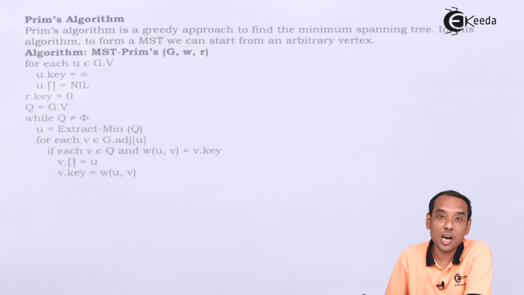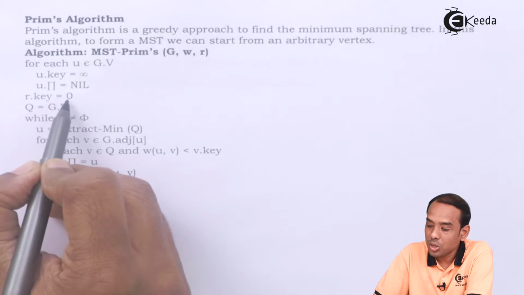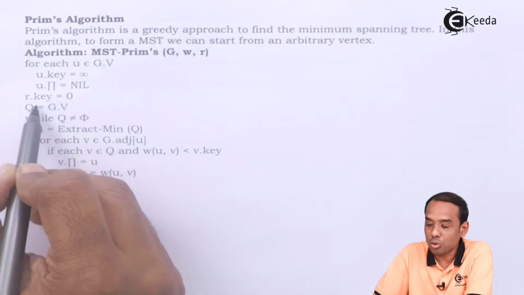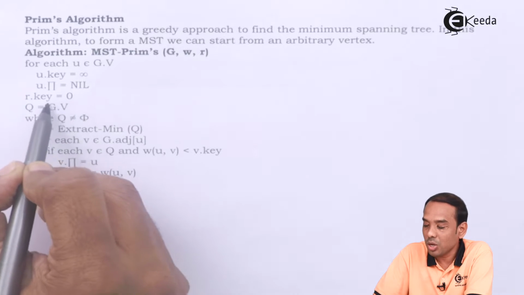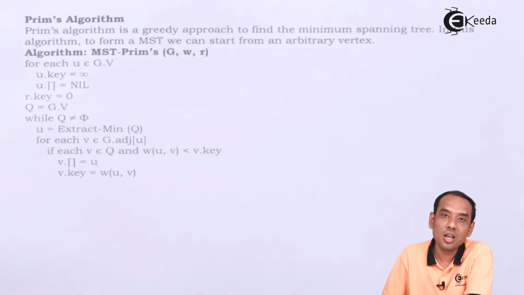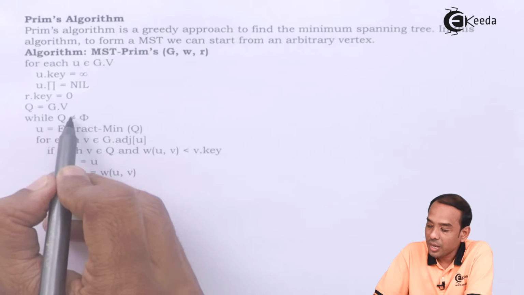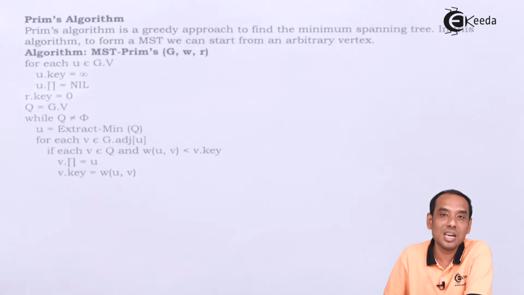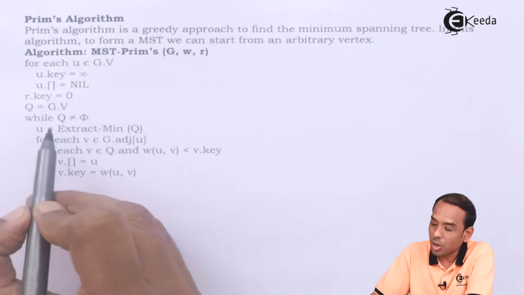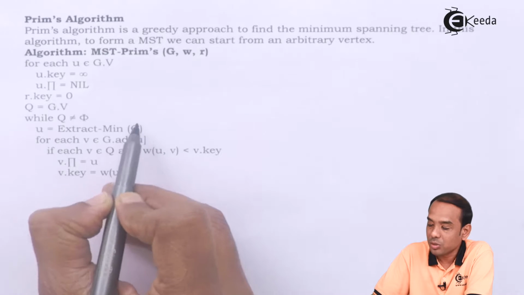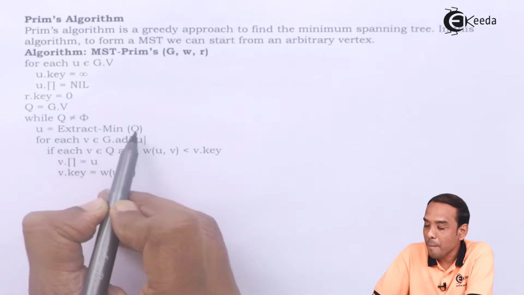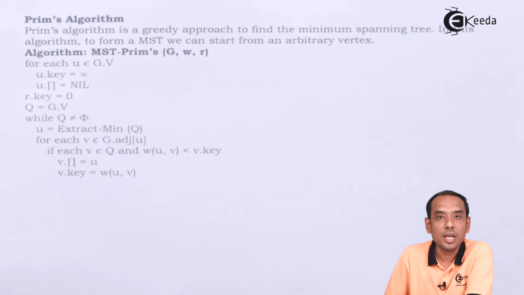Let us begin with the arbitrary root, that is the arbitrary vertex represented by R. We have R.key equal to 0. Then our Q is going to be represented as G.V, that is the vertices of the graph. Then while Q is not equal to null, we can proceed with the further steps. We have U equal to extract-min of Q. So we get the Q and extract the minimum. This minimum value is transferred to the variable called U.